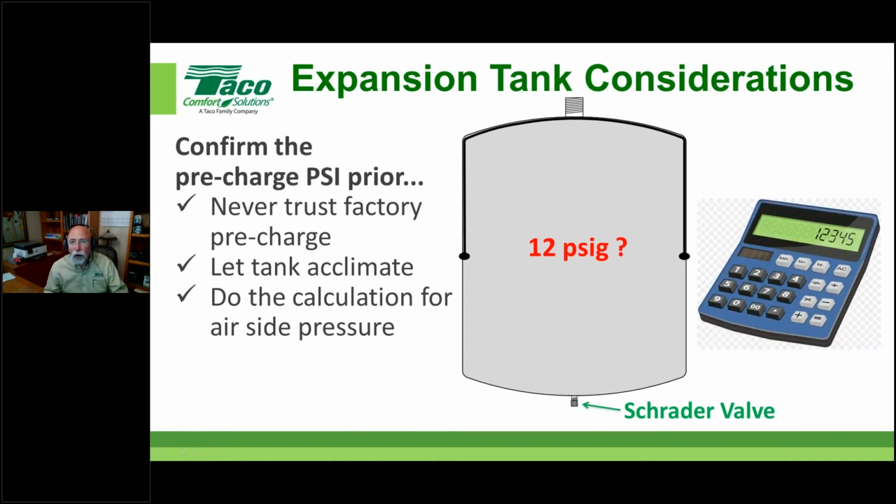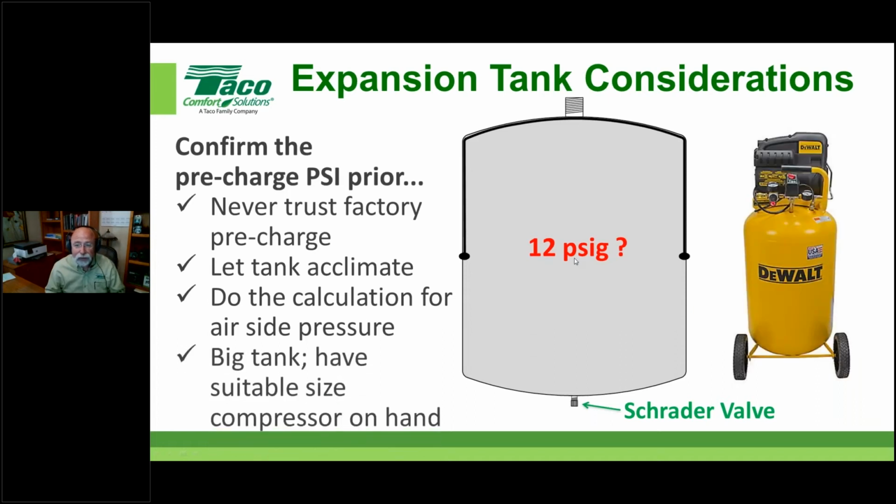We'll talk about what calculation you should use to ensure you have the right number on the captive air side of this. Now, as mentioned, if I have a good sized tank, you better have a suitable size compressor to do this job. You don't want to be using a bicycle pump on a larger tank. You will be there forever. You will get your aerobic and your upper arm and chest exercise if you do. Believe me, I've embarrassed myself here. So get an appropriate size compressor for the job.